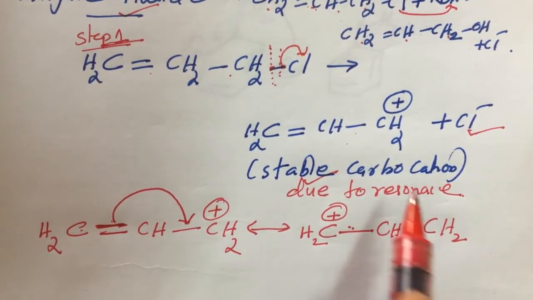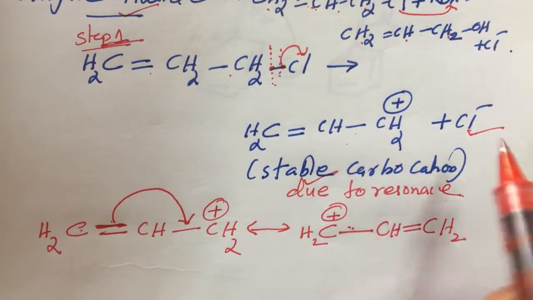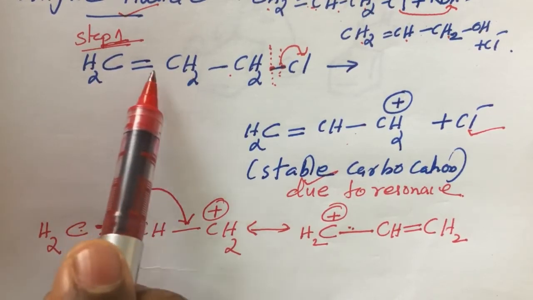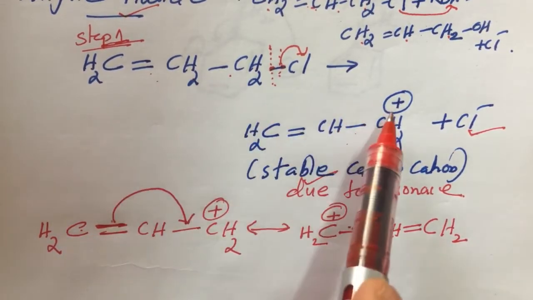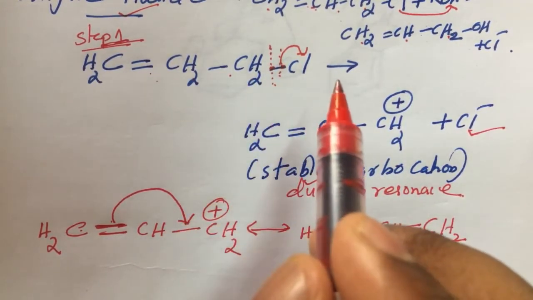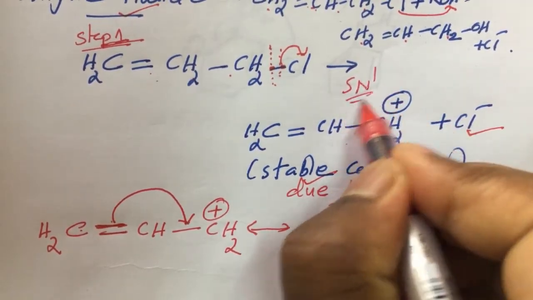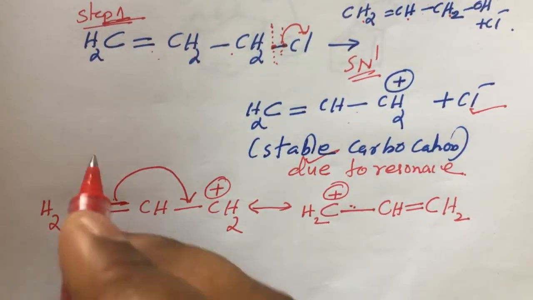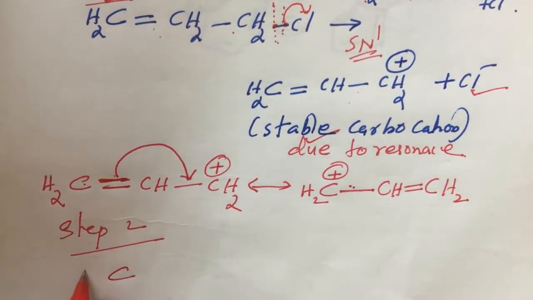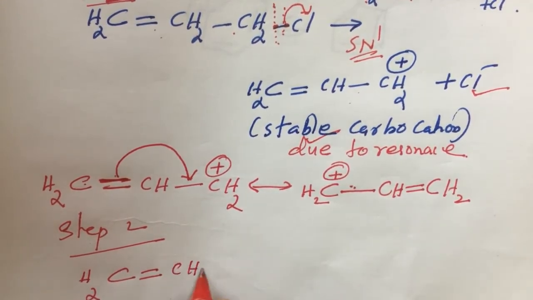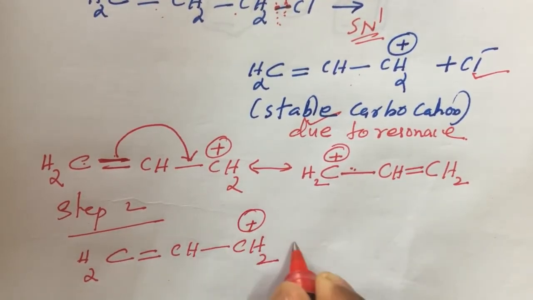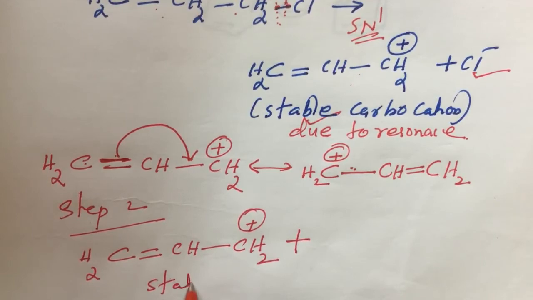So due to this resonance, the carbocation is stable. So the conversion of this allylic halide to carbocation is favorable. So this allylic halide follows the SN1 mechanism. In the next step, step 2 in the SN1 mechanism, the carbocation formed, CH2=CH-CH2 plus, is stable due to resonance.